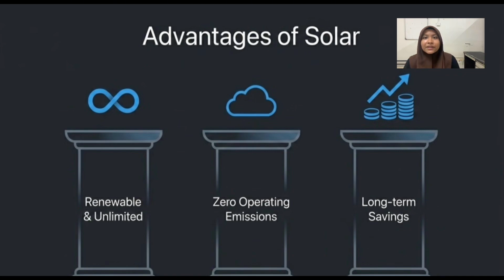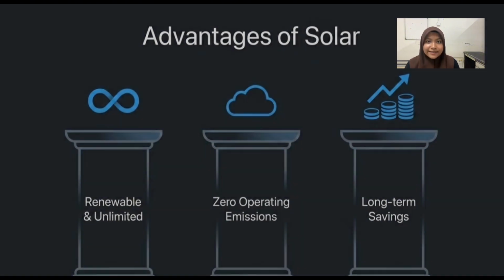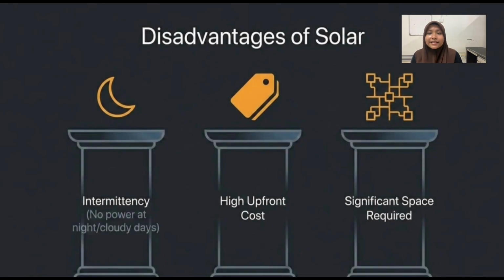For example, a typical residential installation can pay for itself through reduced energy bills in just a few years. However, solar energy is intermittent, meaning it is weather dependent and cannot produce power at night. This necessitates energy storage solutions like batteries, which add to the system's complexity.